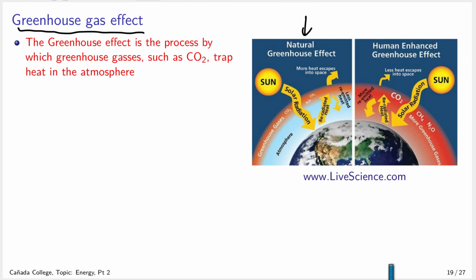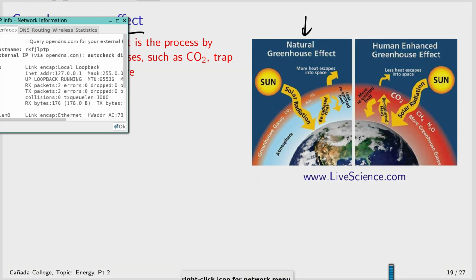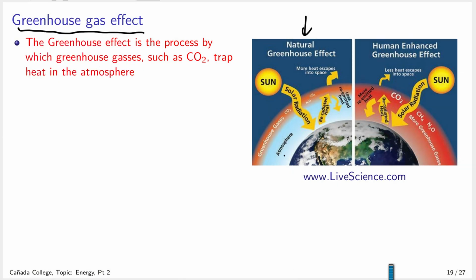Now, in our atmosphere that surrounds the earth, there are certain gases such as carbon dioxide and methane and nitrous oxide that actually trap this infrared radiation. Okay, so that means essentially some of that heat is trapped in our atmosphere here, and that results in keeping our earth at a certain temperature.